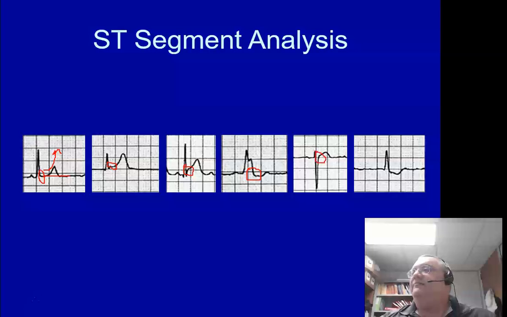If we look at this one, the J point is way down here, and of course that one's depressed. That one's close enough to take a really good hard look. If I took a really good hard look, guys, I'd say that one's probably got 1 millimeter of elevation there.